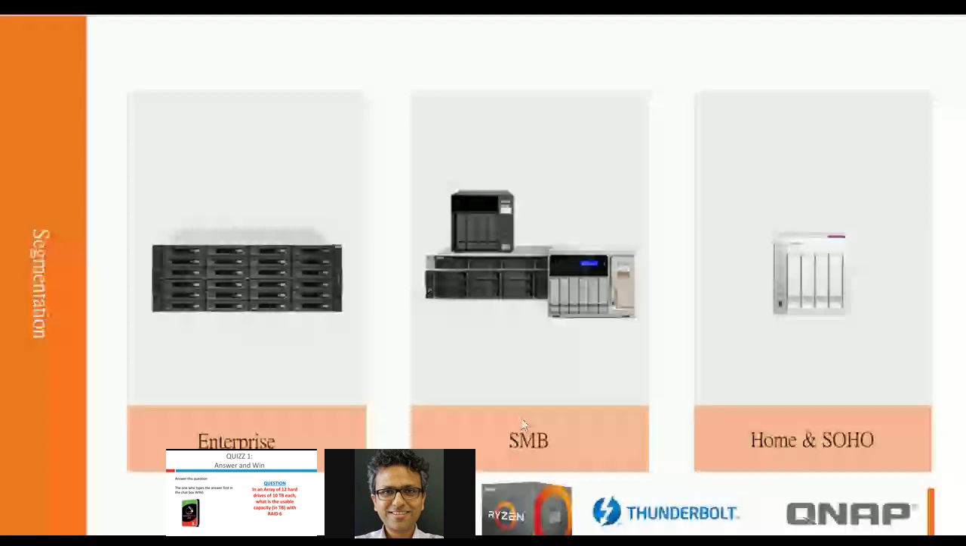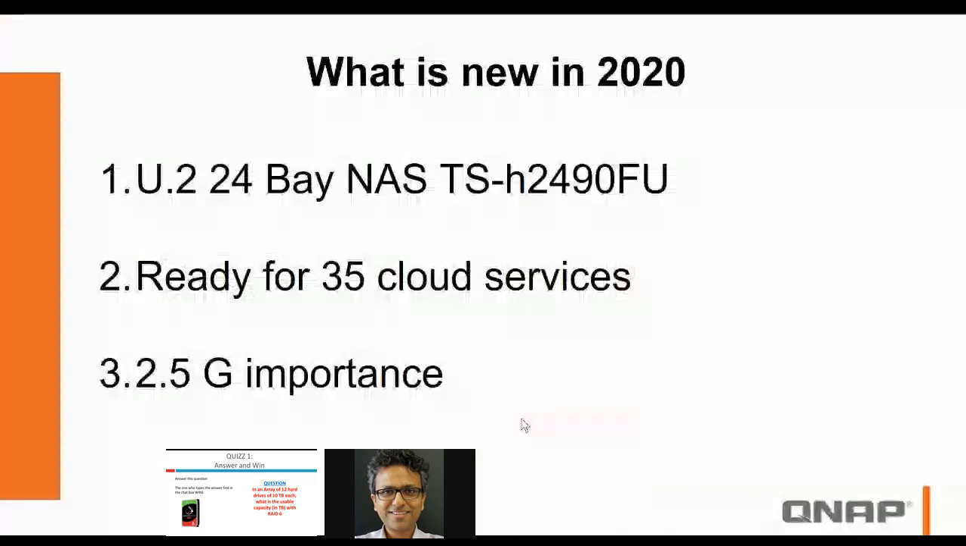Okay, finally, let's see what is new this year. Actually, it's almost Q4, but I still want to let you know what is going on. The first one I'm going to introduce is the U.2. I believe you heard about the M.2 from Seagate and Akash that mentioned that. So what's new from QNAP technology? We have the new 24 bay NAS, which supports U.2 technology. And the second one, we are ready for 35 cloud services.